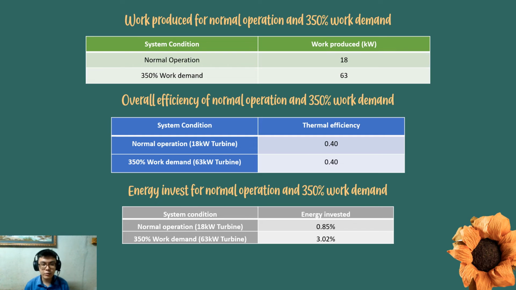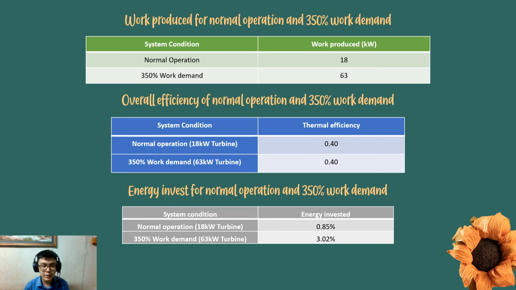By using the equation 3.5, we can calculate the work produced by the steam plant respectively for normal operation and 350% work demand. The amount of work produced is obtained from the calculation using the parameters of the models. For normal operation, 18 kW of work produced is obtained. For 350% of work demand, 63 kW of work produced is obtained.